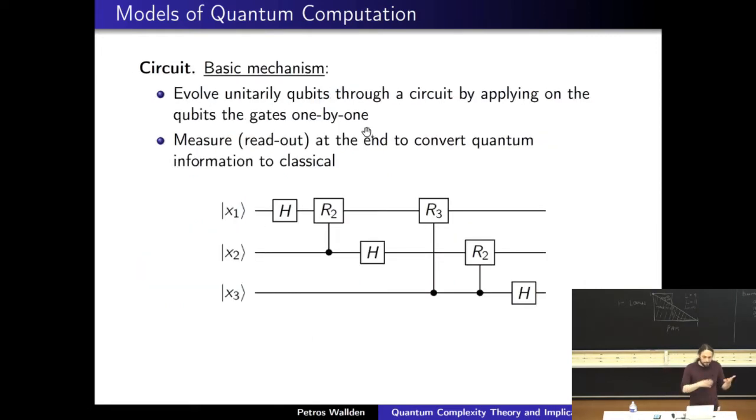OK, so for warm-up, I start with the circuit model that you know. I'm not going to give details; this is just a high-level picture. The basic mechanism is that one has an input, and then you unitarily evolve the input through a quantum circuit, applying the gates one by one. And then at the end, we have a measurement to extract some classical information. The resource cost in this is the number of gates. That's the main resource that we count, how many gates you need.